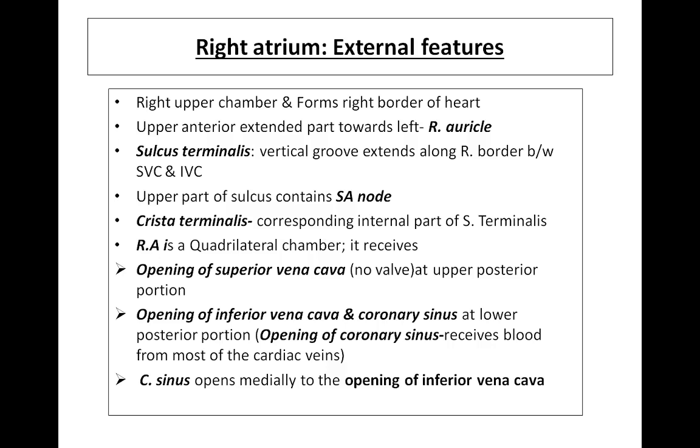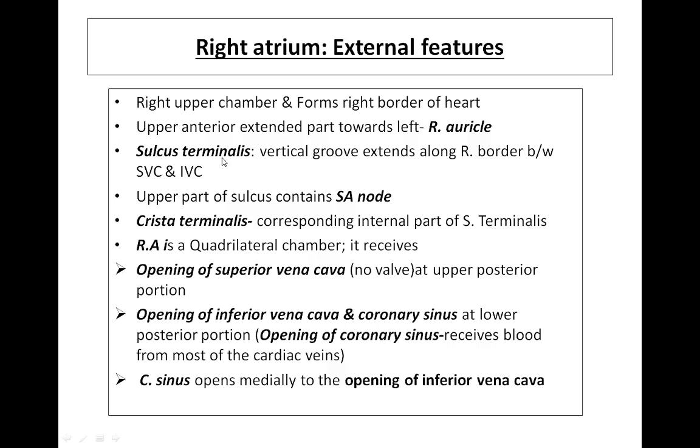This is anterior and this is the posterior surface or base of the heart. Now, externally we can see one sulcus. Then what will happen internally? Internally there is one elevation. So inside the right atrium, just opposite to the sulcus terminalis, we can see one elevation that is called crista terminalis. So crista terminalis is the corresponding internal part of the sulcus terminalis.